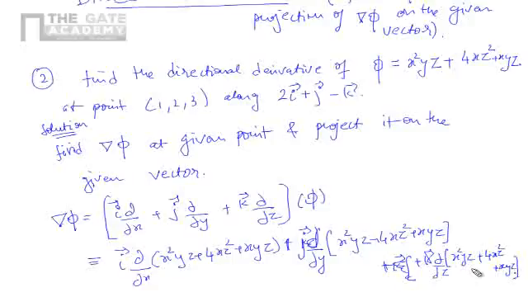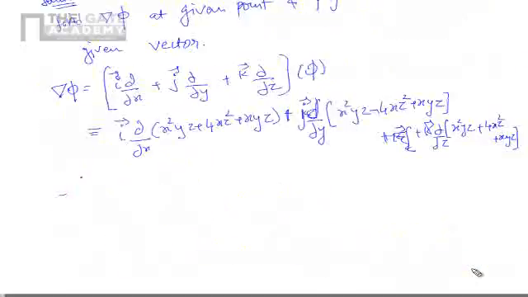On differentiation we are going to do partial differentiation. So what will we get? i vector times ∂/∂x of this. So what will be ∂/∂x? y and z are constant when I am doing partial differentiation with respect to x. So this part will give me 2xyz plus 4z square plus yz. Correct?